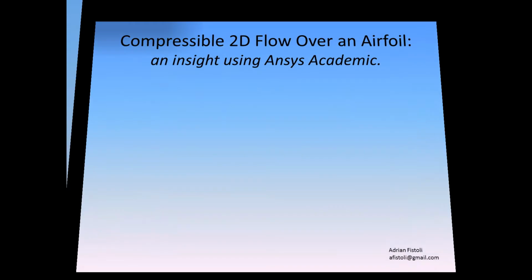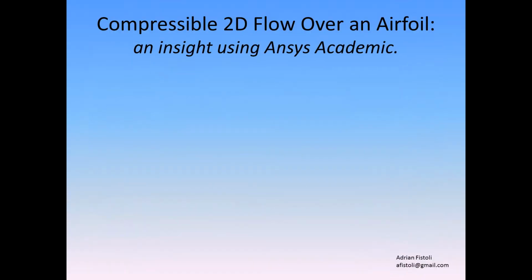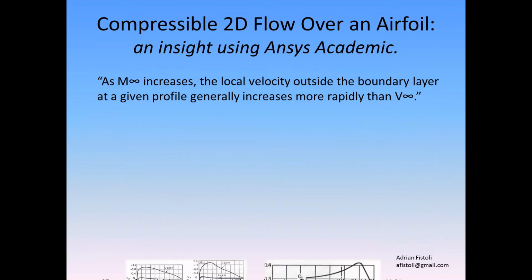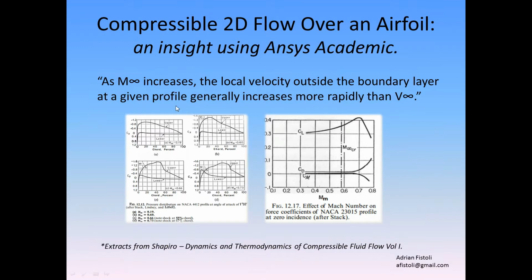So, what happens when we increase the Mach number up to high subsonic values? In a classic book by Shapiro, we find that as the free stream Mach number increases, the local velocity on the airfoil increases more rapidly than the free stream velocity. In a way, this extra increase in kinetic energy must be paid with an extra decrease in local pressure, having more negative values on the pressure coefficient on the upper surface of the airfoil, implying an increase in the lift coefficient as we see in these graphs.